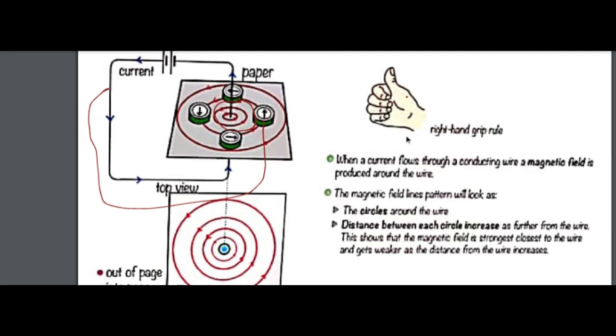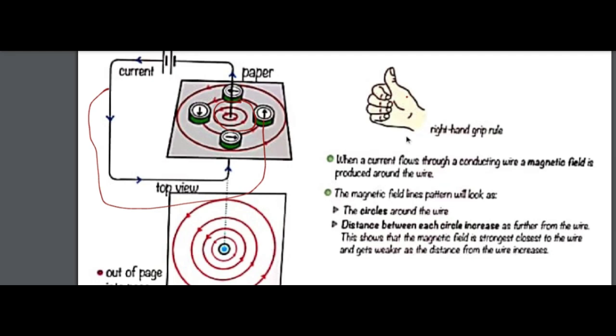As the distance from the wire increases, the circles get further apart, and this shows that the magnetic field is strongest closer to the wire and gets weaker as the distance from the wire increases. Listen carefully: as the distance from the wire increases, the circles get further apart. When the point is close to the wire, it will have strong magnetic field lines. When it is away from the wire, it will have weak magnetic field lines.